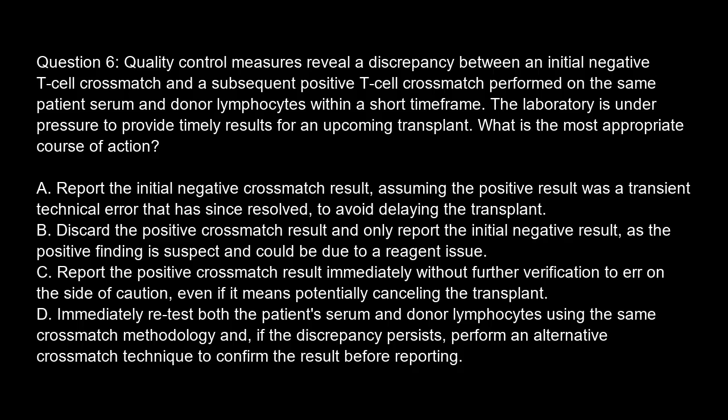Option A. Report the initial negative crossmatch result, assuming the positive result was a transient technical error that has since resolved, to avoid delaying the transplant. Option B. Discard the positive crossmatch result and only report the initial negative result, as the positive finding is suspect and could be due to a reagent issue. Option C. Report the positive crossmatch result immediately without further verification to err on the side of caution, even if it means potentially canceling the transplant.